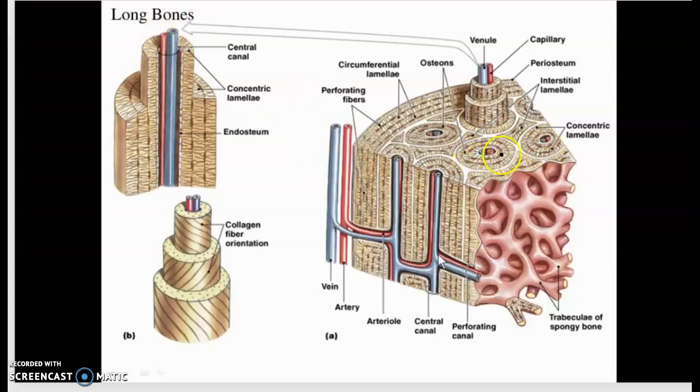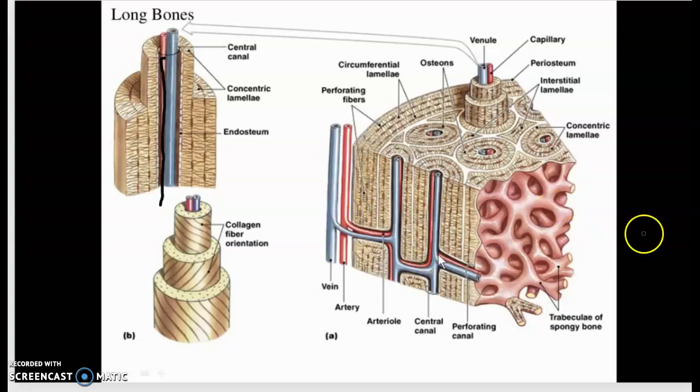They actually look like tree rings, like the life rings on the tree. And the center of the osteon is called the central canal. And this is where the blood vessels are, like in this area here. And there's a perforating canal that connects to the central canal to continue the blood flow path between the periosteum and the medullary cavity.